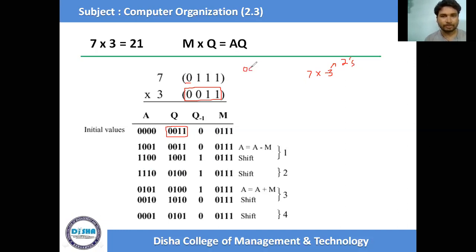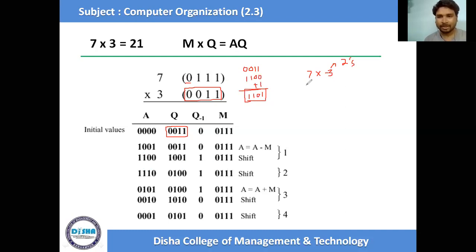0 0 1 1. Tell me, what is the form of this number? Why am I writing 0011? Simply, this is the ones complement form. I add 1, so it becomes 1 1 0 1. So instead of writing 0011, I have to write this number if my Q value is negative in this case.